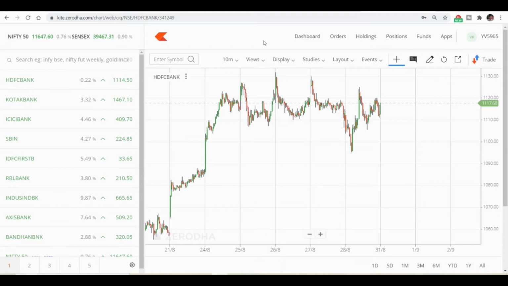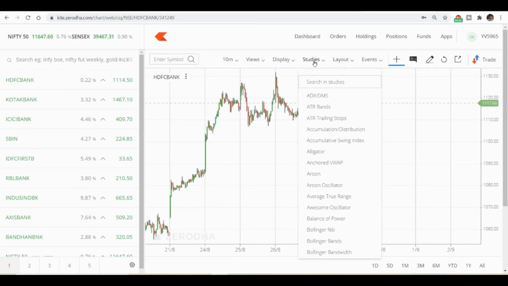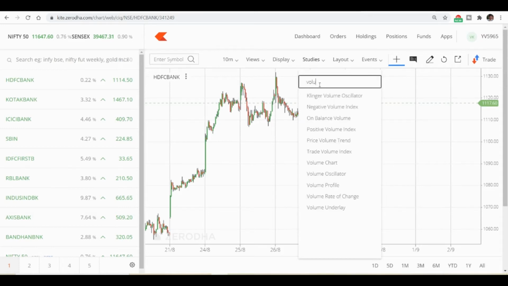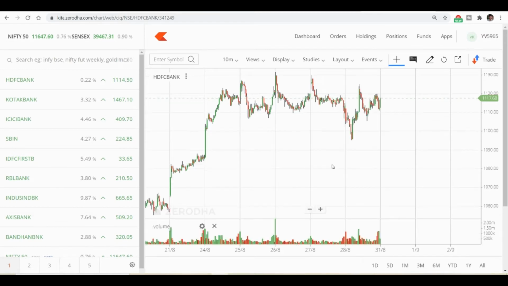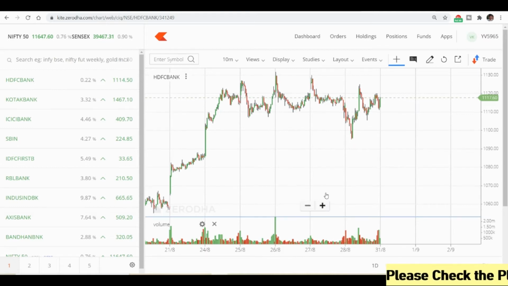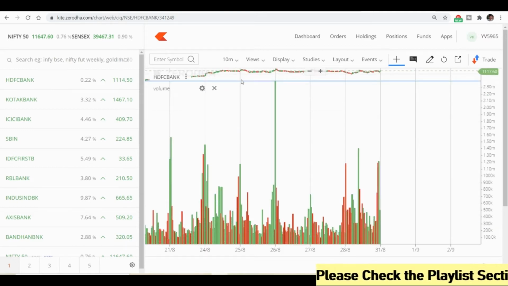So go to studies. Now I've removed all the indicators, there is nothing. First let us see the volume. Just type volume. Once you click, you have the volume chart. So click on this volume chart. We have the volumes populated. You can change the time frame and see how the volume was actually based on different time frames.